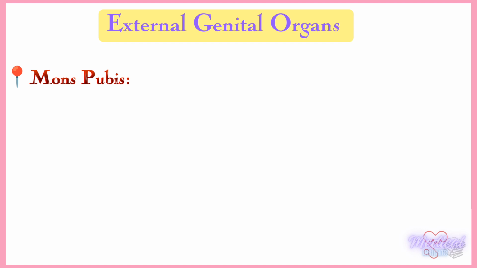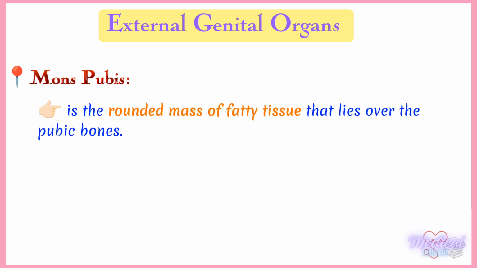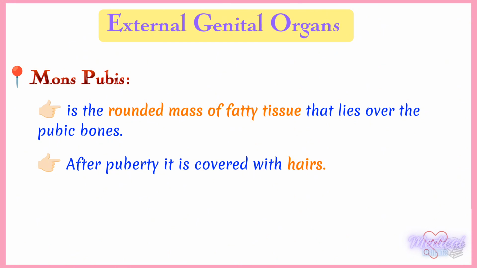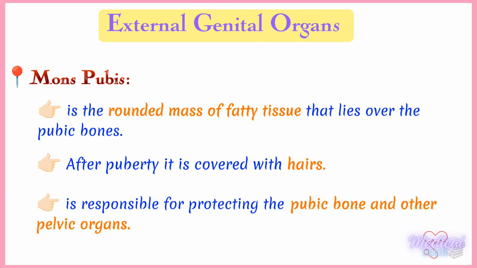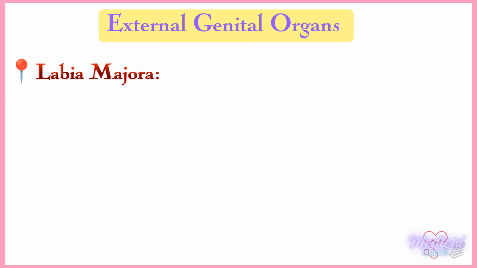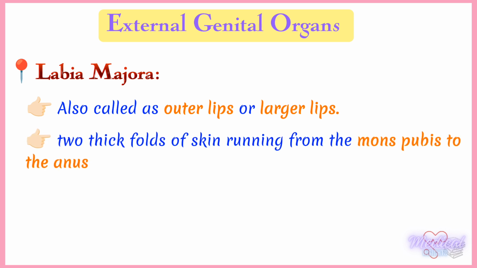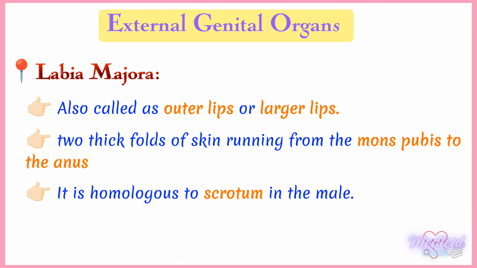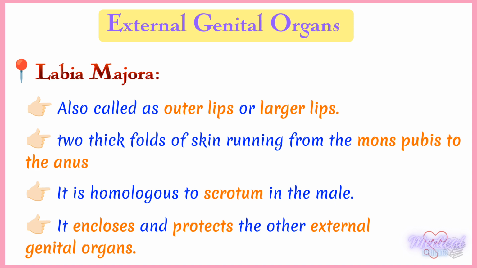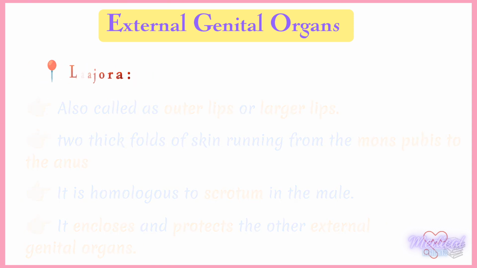Mons pubis. It is the rounded mass of fatty tissue that lies over the pubic bones. After puberty, it is covered with hairs, and it is responsible for protecting the pubic bone and other pelvic organs. Labia majora, also called the outer lips or larger lips. In the vulva, the labia majora are two thick folds of skin running from the mons pubis to the anus. It is homologous to the scrotum in males. It encloses and protects the other external genital organs.